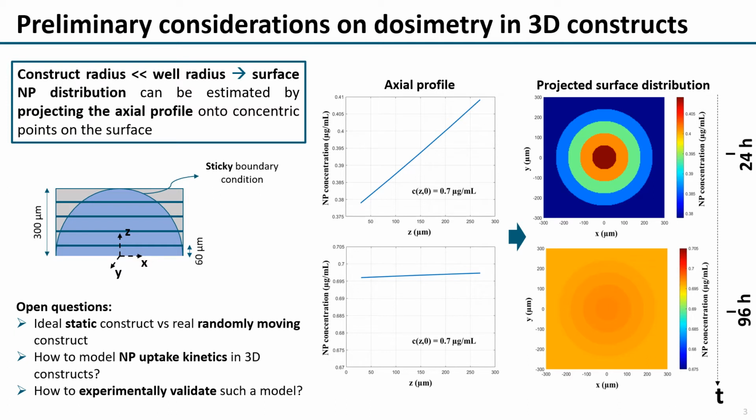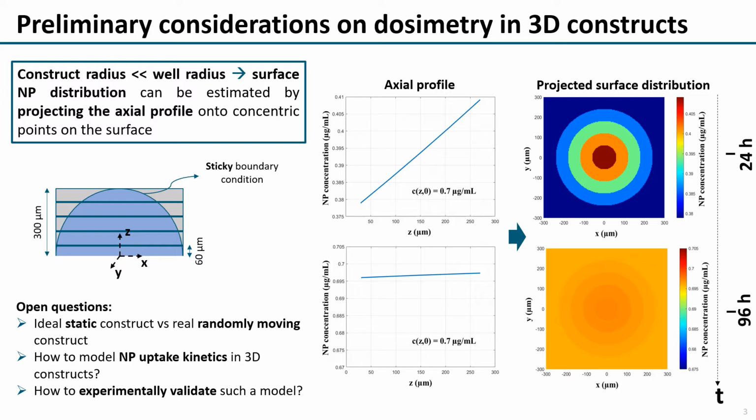as with the real condition in which the spheroid actually moves randomly in the in vitro system. And so there are a few challenges for us, which is to somehow try to accommodate this randomly moving construct, but at the moment we are at the static construct. And the challenge for us is how do you actually model the uptake kinetics in a 3D construct as such. And at the moment we do not have the data to actually validate our model prediction.